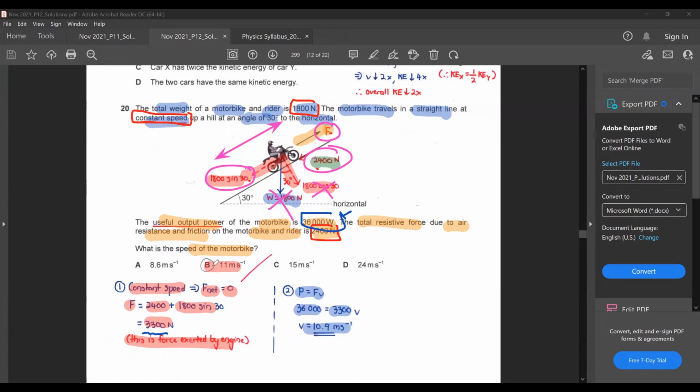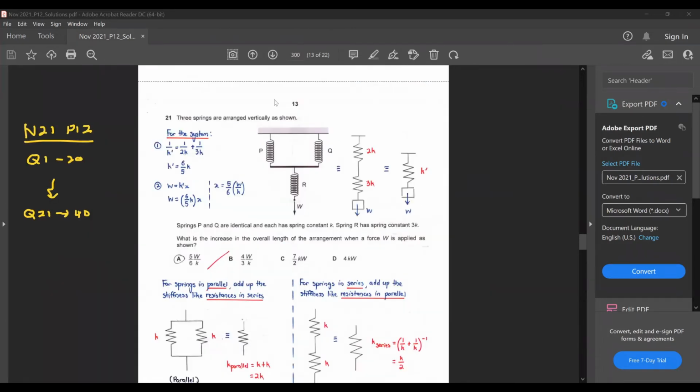Answer is B. Okay, right? If you look at November 21, P12, question 21, this is where we're supposed to resume from last week.